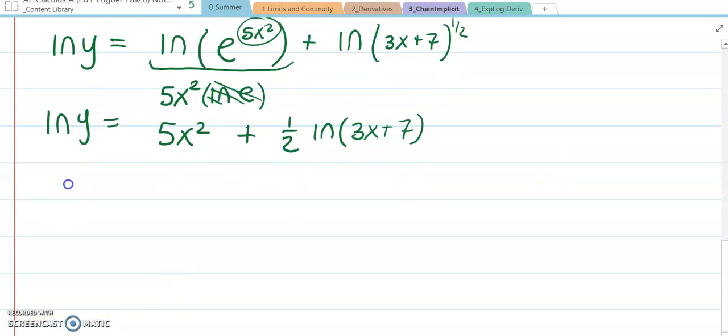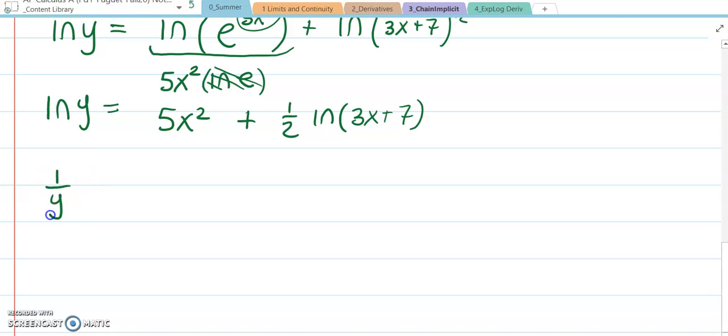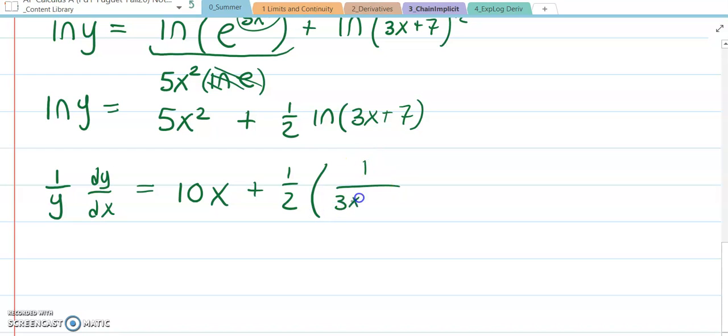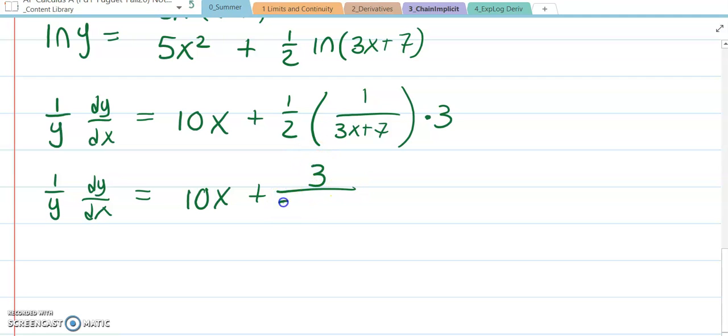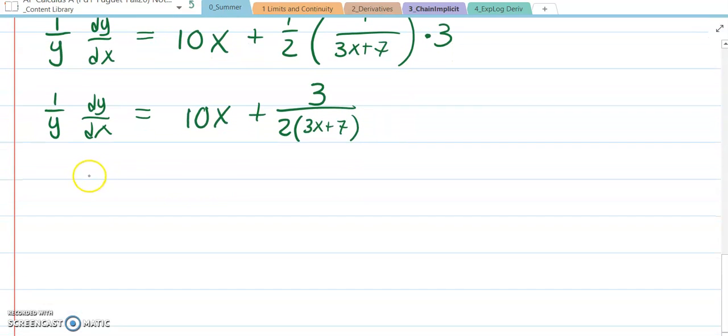Okay, so from here we're ready to take the derivative now. So this is going to become 1 over y, dy/dx. This is now going to become 10x plus 1/2 times 1 over (3x plus 7) times the derivative of the inside, which is 3. And so I'm going to keep that 1 over y here for one more step, just because I want to organize this a little bit. So 10x plus, this now becomes what? 3 over 2(3x plus 7). We're going to multiply both sides by y.